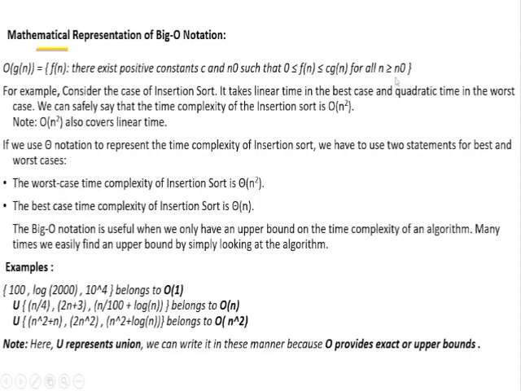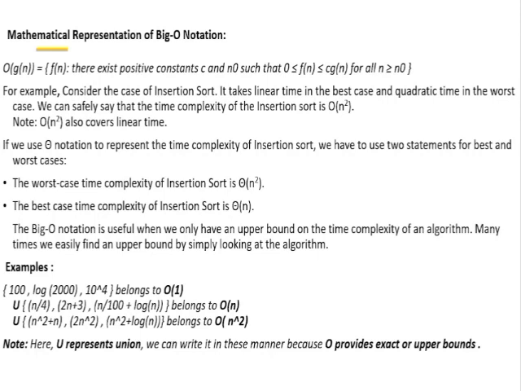For example, consider the case of insertion sort. It takes linear time in the best case and quadratic time in the worst case. We can safely say that the time complexity of insertion sort is big O n square. Note, big O n square also covers linear time. If we use theta notation to represent the time complexity of insertion sort, we have to use two statements for best and worst cases. The worst case time complexity of insertion sort is theta n square. The best case time complexity of insertion sort is theta n.